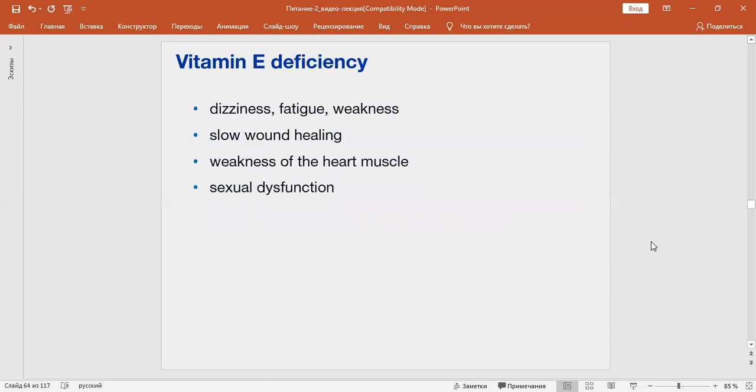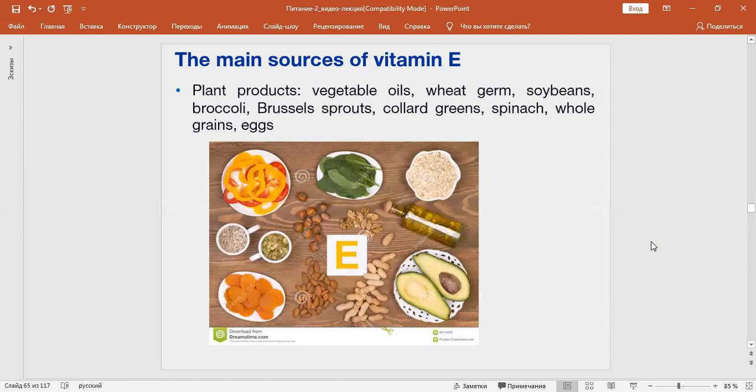Deficiency symptoms are dizziness, fatigue, weakness, slow wound healing, weakness of the heart muscles and sexual dysfunction. Tocopherols are mainly contained in plant products such as vegetable oils, wheat germ, soybeans, broccoli, spinach, whole grains, and also in eggs.